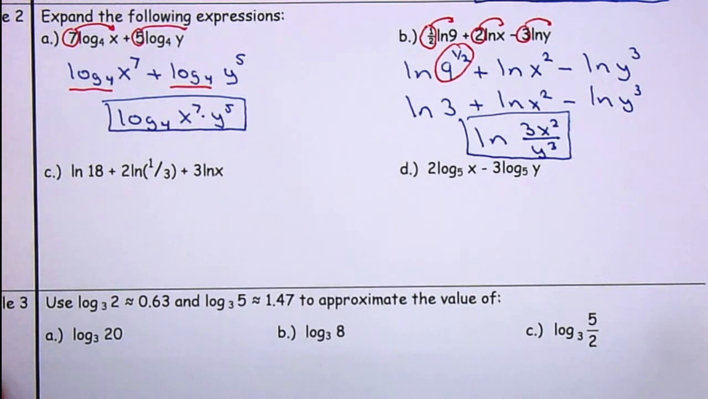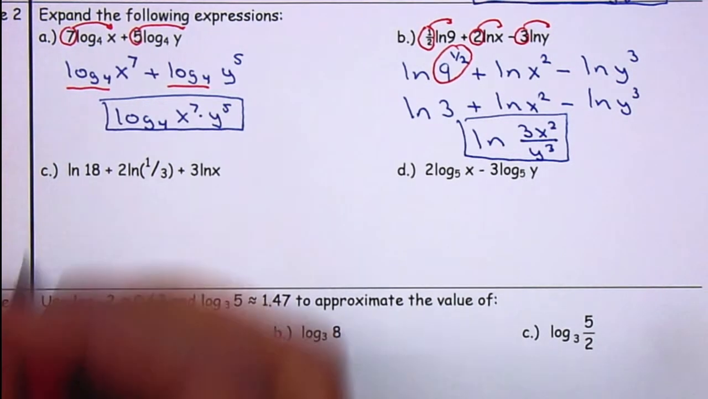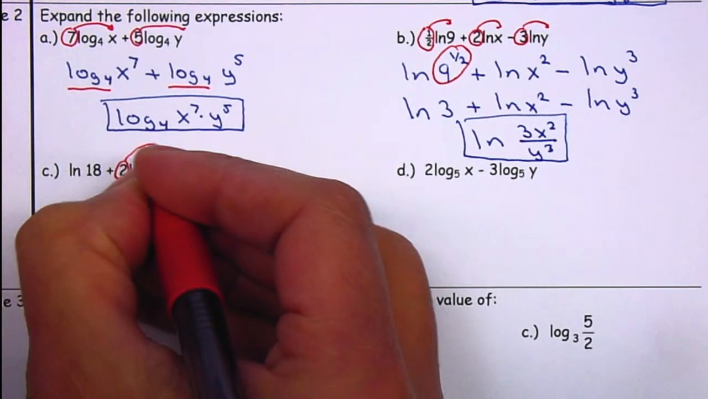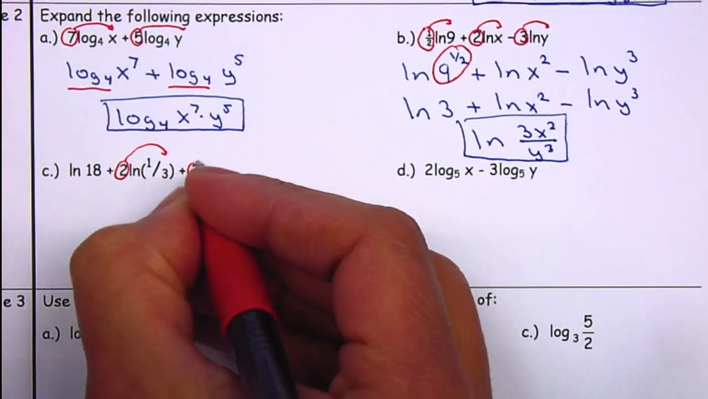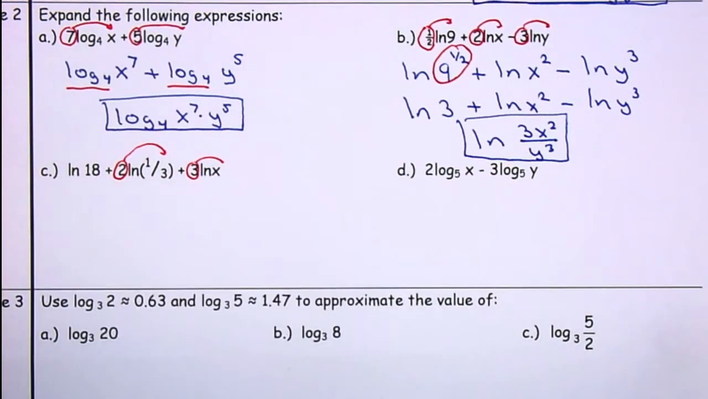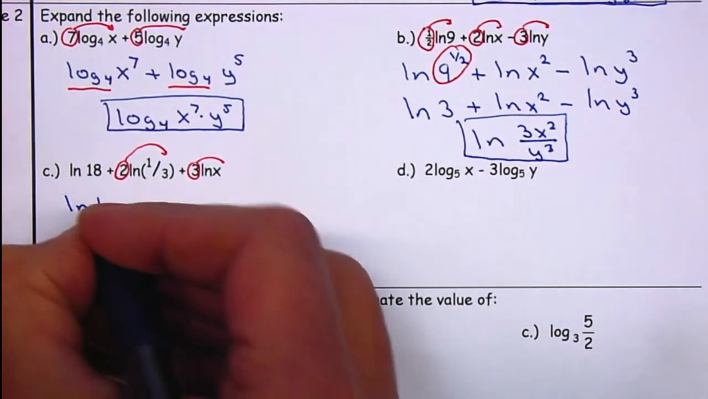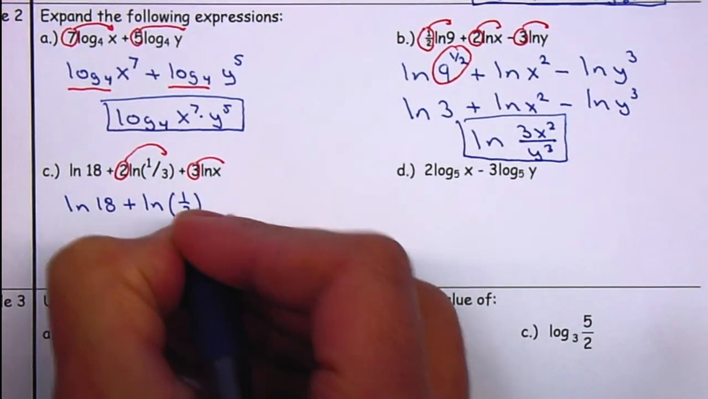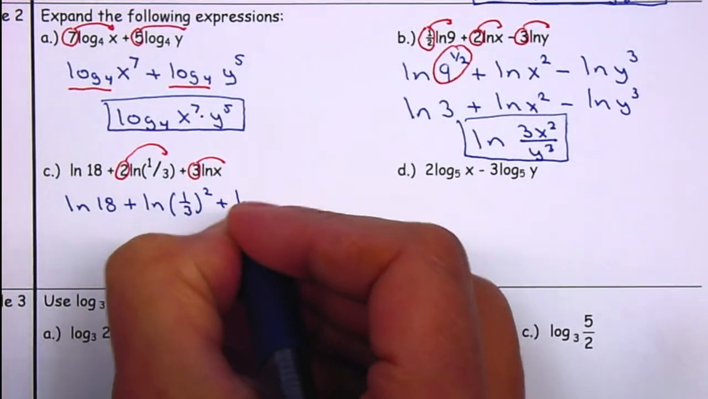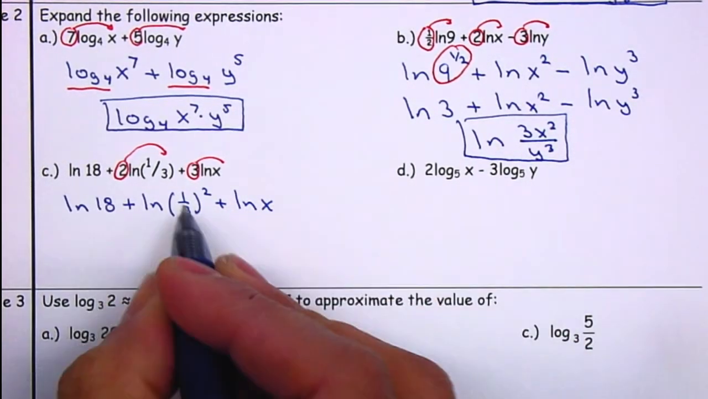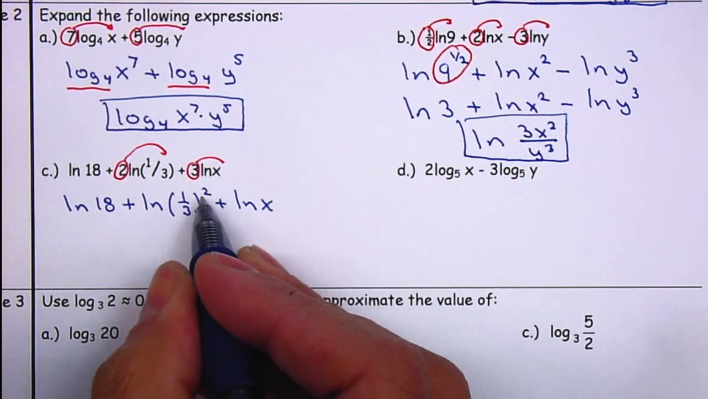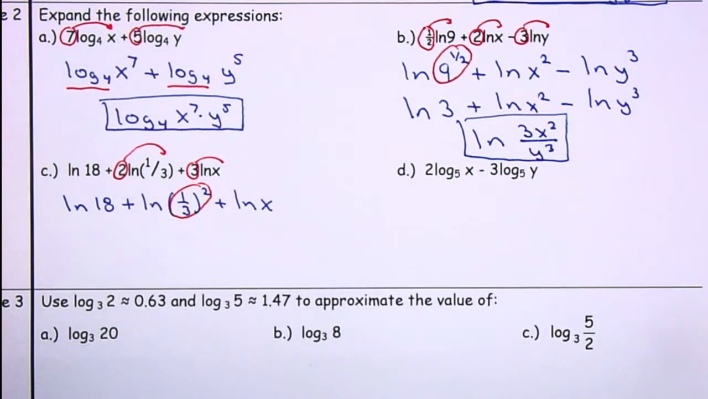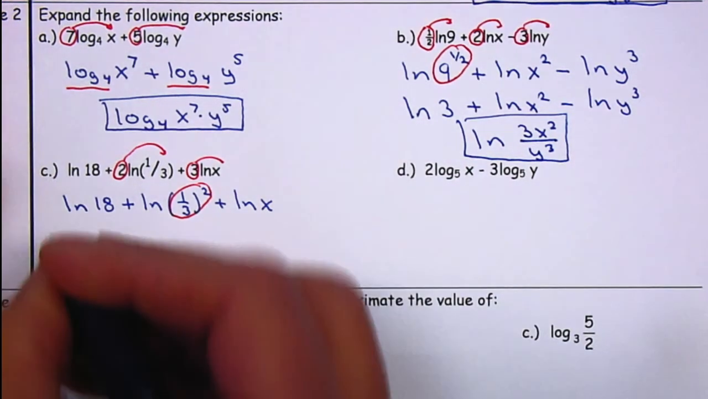Great. So for letter C, we have 3 logs. We're first going to use the power property. We're going to place the coefficient as the exponent. And there's no coefficient here. So this will be just the natural log of 18 plus the natural log of 1/3 to the second power plus the natural log of x. Now 1/3 to the second power can be simplified. 1/3 to the second power is 1/3 times 1/3, which is 1/9.